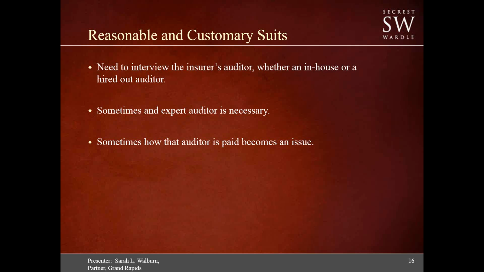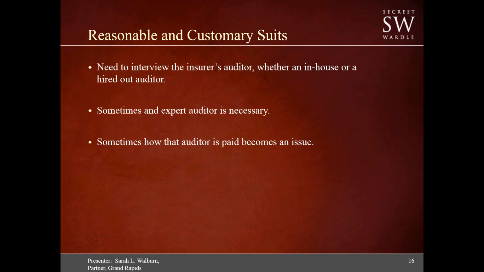Back to reasonable and customary suits, as I was mentioning before. We need to interview the insurer's auditor, whether it's an in-house or hired out auditor. I know some of my insurers have an in-house auditor. We get these R&C cases in. I need to talk to that auditor, somebody that has knowledge as to what the scientific basis of their database is and how they determine the reasonableness. We need to sometimes hire an expert auditor. Sometimes we need to determine how that auditor is paid.